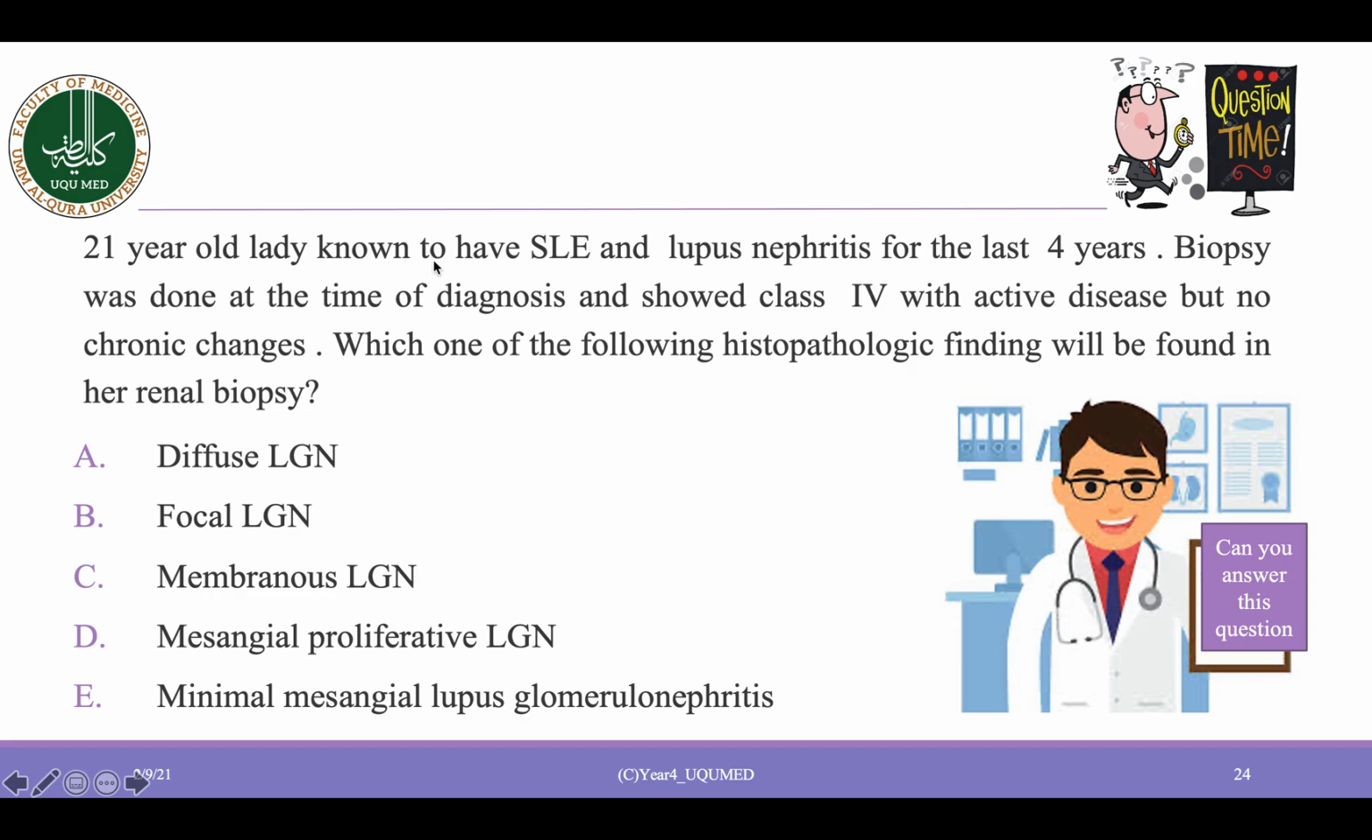A 21-year-old lady known to have systemic lupus erythematosus and lupus nephritis for the last 4 years. Biopsy was done at the time of diagnosis and showed class 4 with active disease but no chronic changes. Which one of the following histopathologic findings will be found in her renal biopsy? So if we do biopsy, what finding will we see in class 4 lupus nephritis? I will leave you with this.